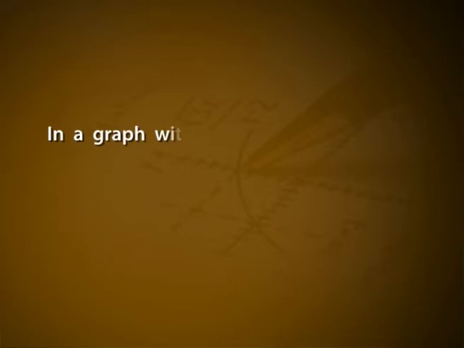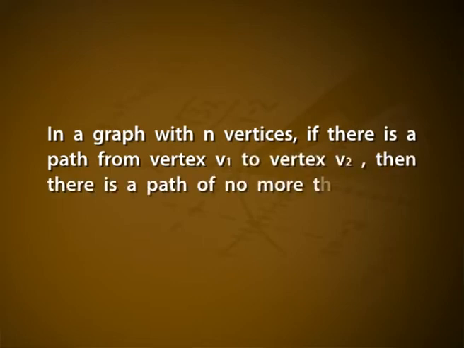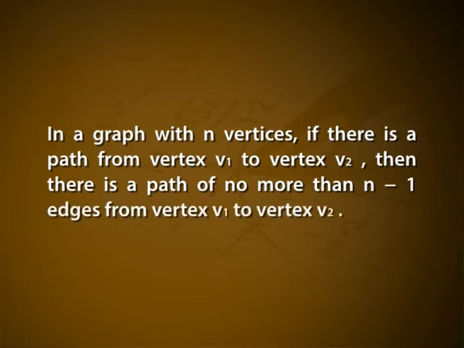We have a theorem which states that in a graph with n vertices, if there is a path from vertex V1 to vertex V2, then there is a path of no more than n minus 1 edges from vertex V1 to vertex V2. Proof: suppose there is a path from V1 to V2.